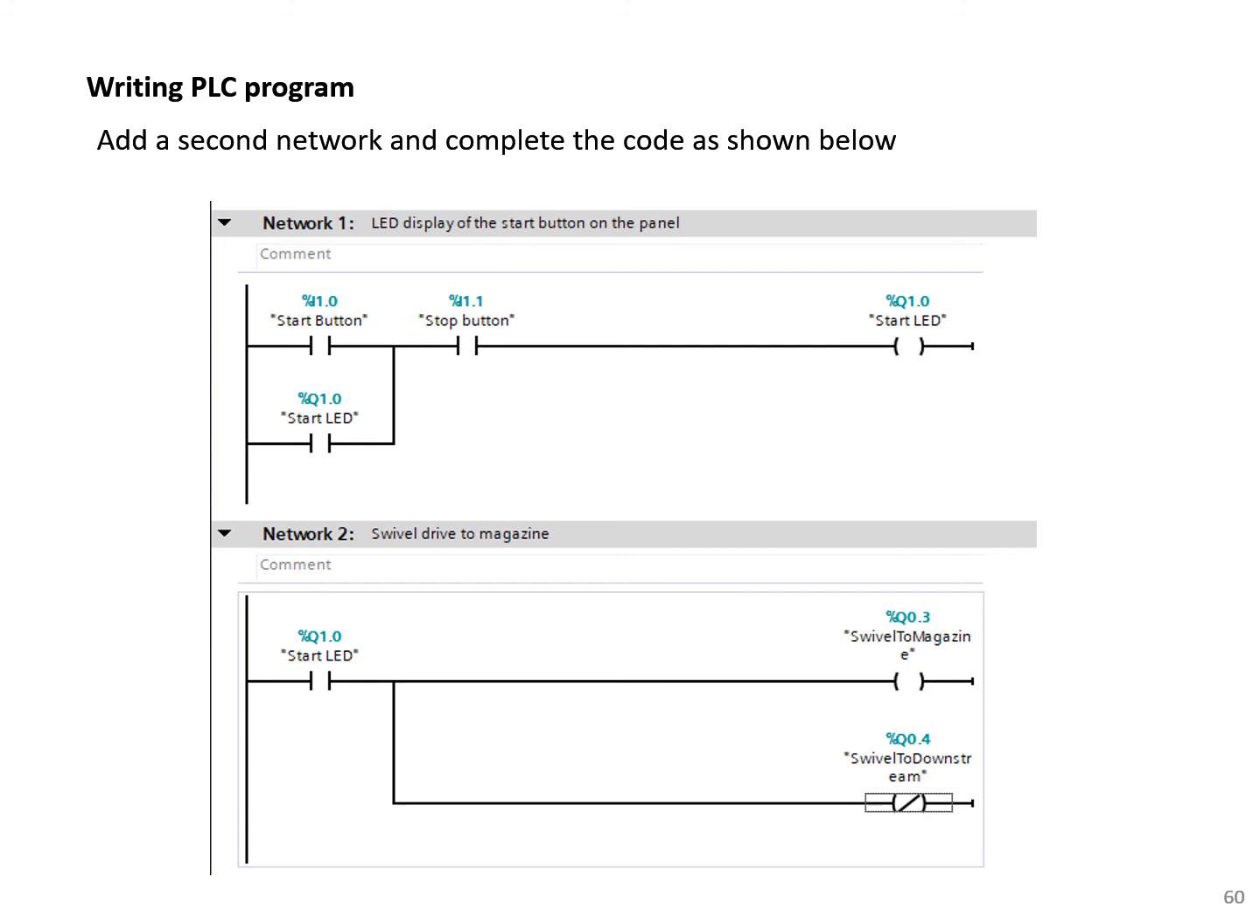So when the start LED, for example here, is on, then we swivel to the magazine side, and the other motor or actuator is off. And once it is false, this one is false and the other one is true.